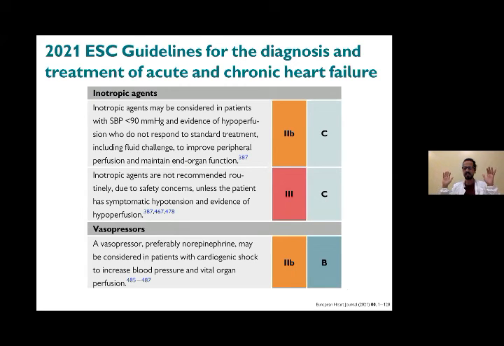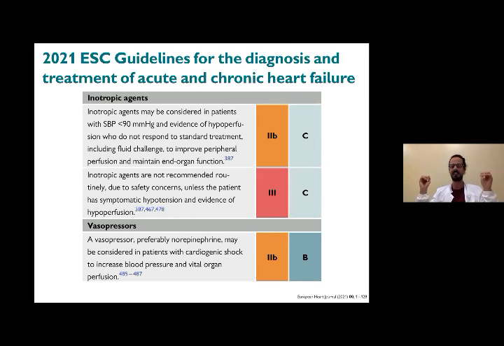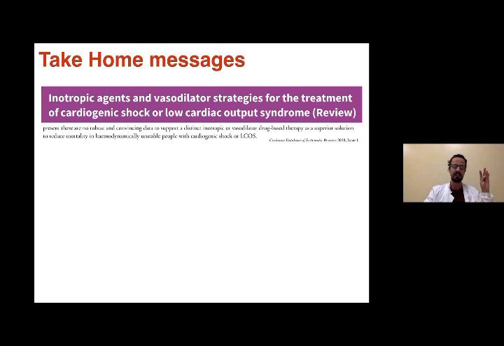And this lack of evidence, I have to say, is very well underlined by the last and also the previous guidelines on acute and chronic heart failure. As we can see, all the inotropic agents and the vasopressors, therefore all the catecholamines, are regarded as a very low class of evidence, 2B, 3, 2B. So we do not have enough evidence about the role of these drugs, which is different from saying that these drugs are killing patients.